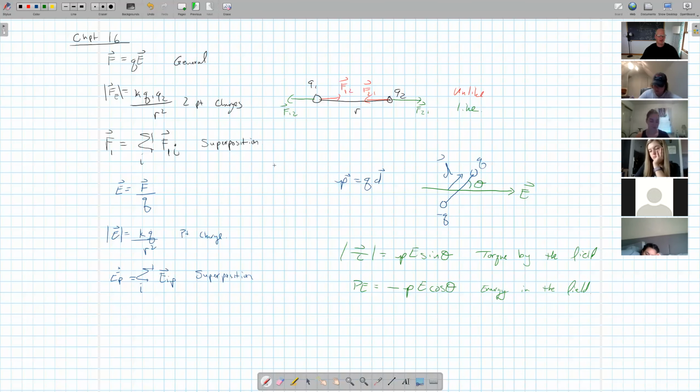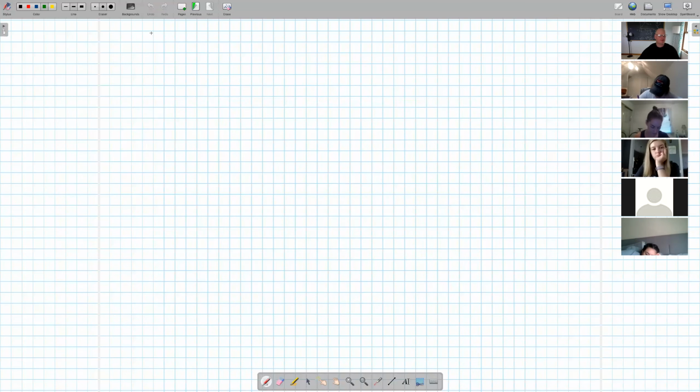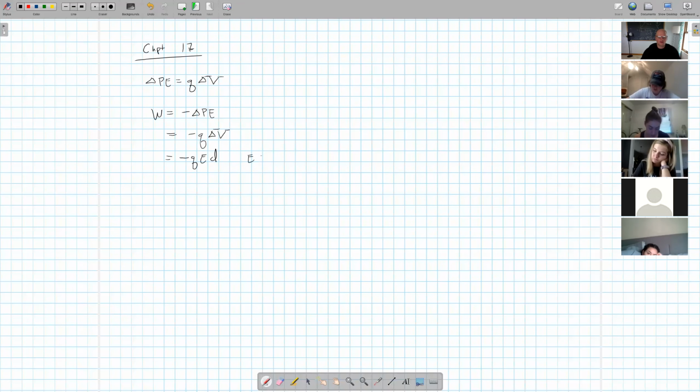Let's go to another page, talk about chapter 17. So chapter 17 is what we just finished up. So chapter 17, we now have potential. So in this case, we know that the change of potential energy is equal to the charge times the change in potential. The work is equal to negative change of potential energy, which is then equal to negative the charge times the change of potential, which is also equal to negative Q times E times d when E is equal to a constant.